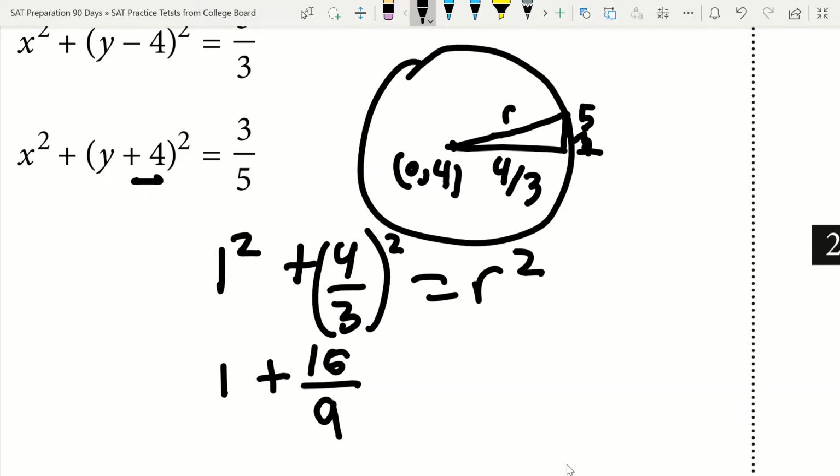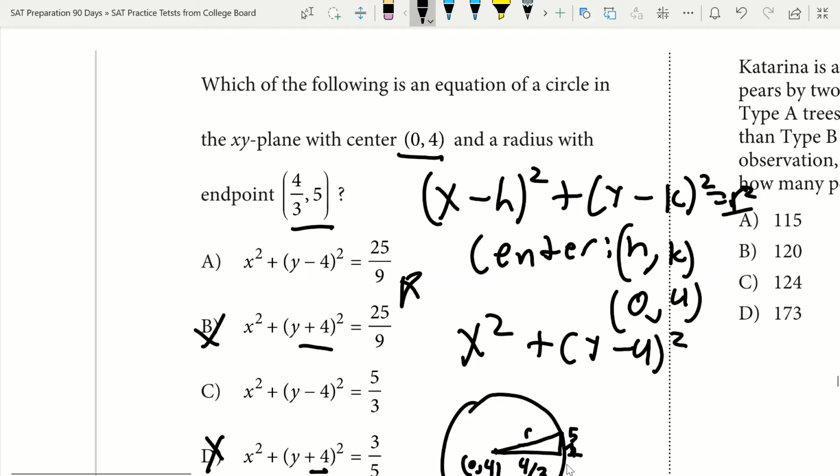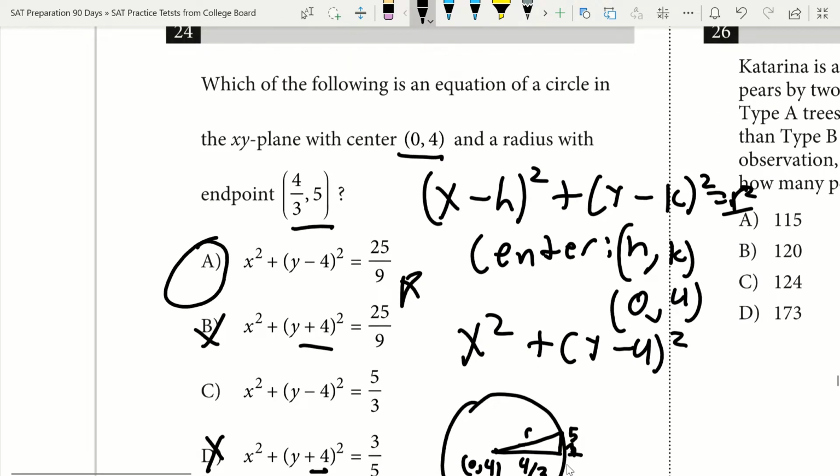So now in order to add them, I'm going to switch this 1 to a 9 over 9 to make it easier to add. So now I do that, and I see my answer is going to be 25 over 9. Okay, so that's what r squared will equal. So now I just find which answer has that, and I see that answer choice A has that. So A will be my correct answer for 24.